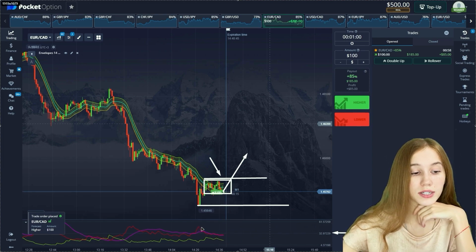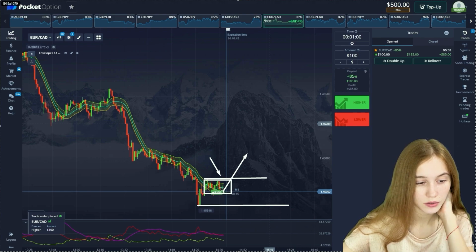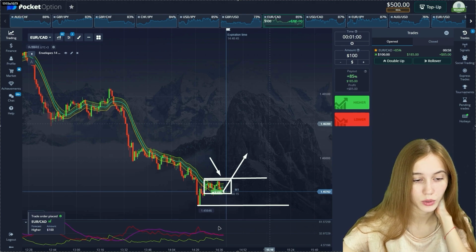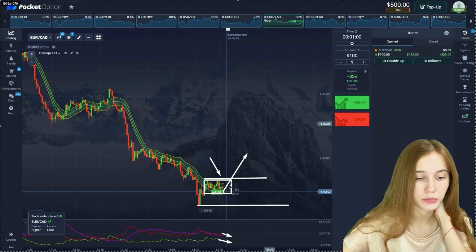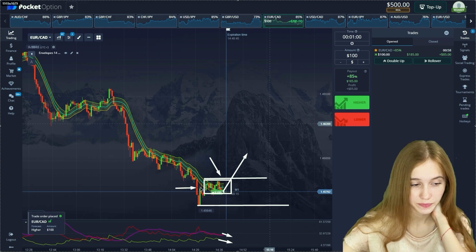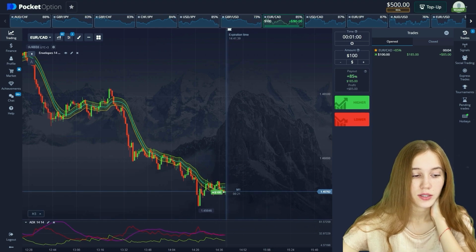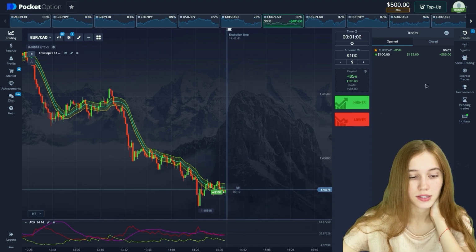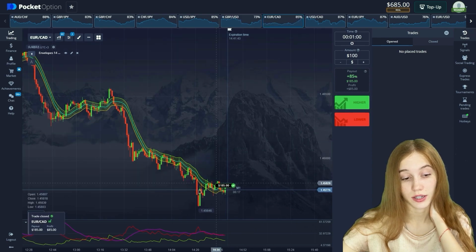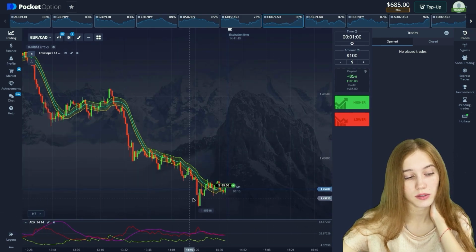Opens for an increase. Look what's here. No jumps, we see. Low boundaries of our indicator, we see. 1 second. Profit is $85. Our balance is $685. Good, let's move on.